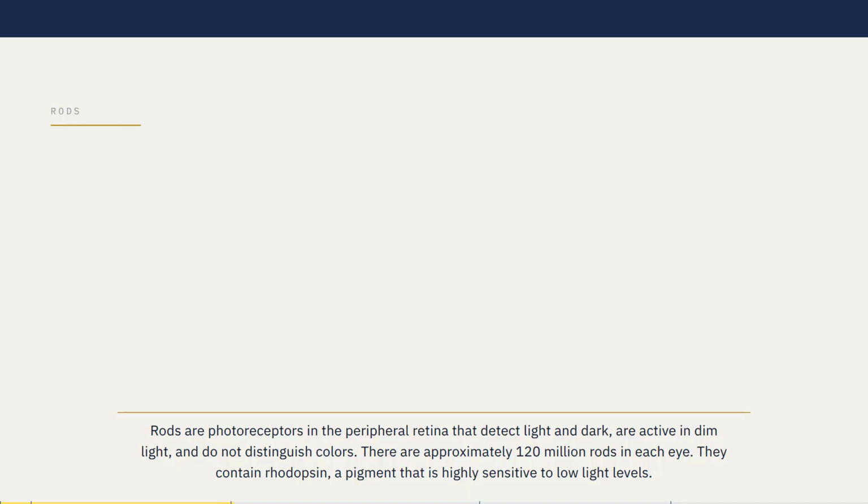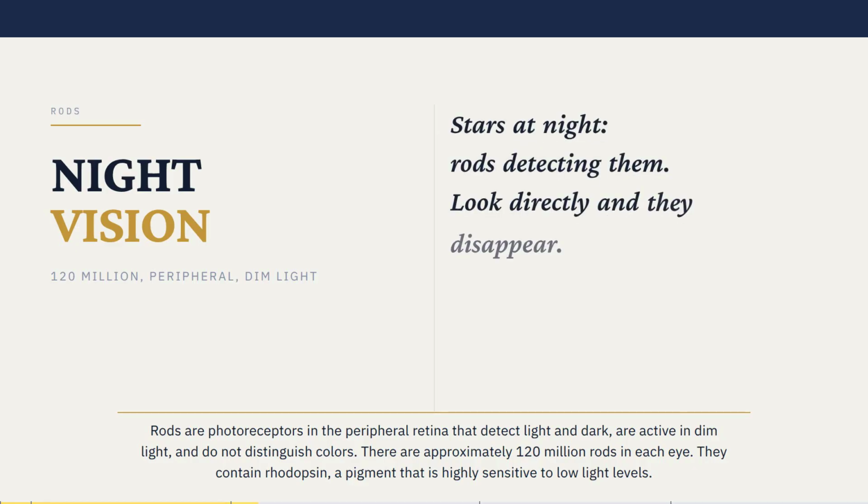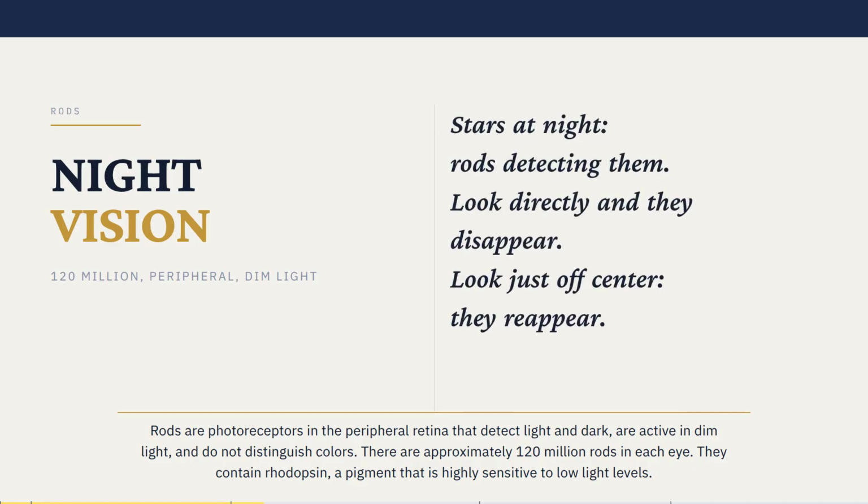Rods are photoreceptors in the peripheral retina that detect light and dark, are active in dim light, and do not distinguish colors. There are approximately 120 million rods in each eye. They contain rhodopsin, a pigment that is highly sensitive to low light levels.